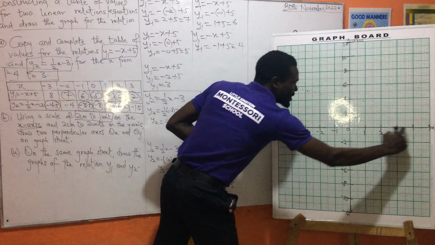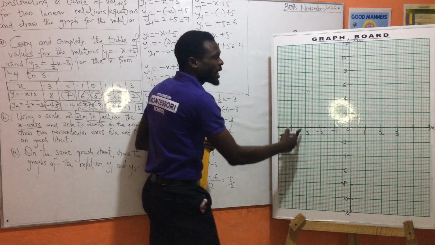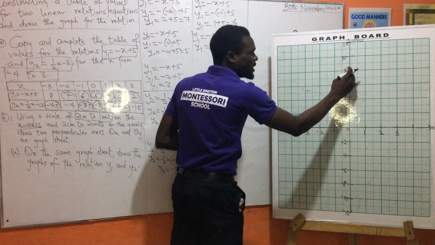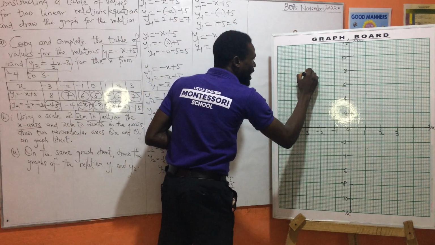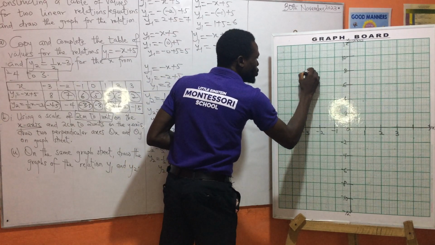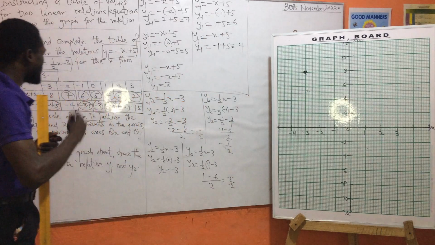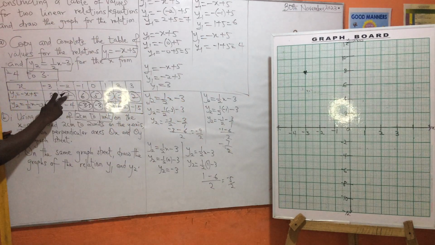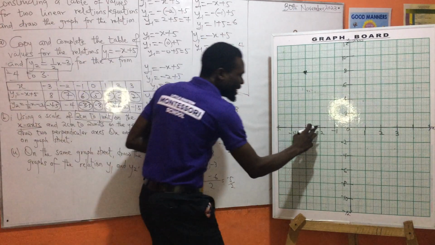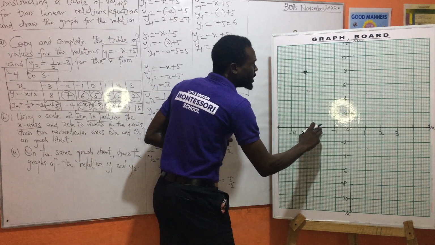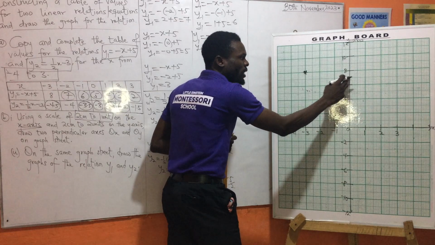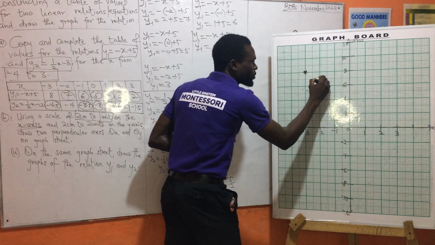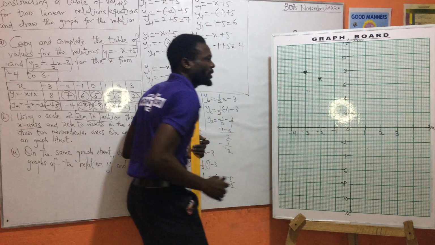On the x-axis, this is our negative 3. And on the y-axis, this is 8. So they meet here. So this is that point. So we can use an asterisk. The next one, negative 2, 7. 7 is between 6 and 8. So here is 7. Also, we use an asterisk.